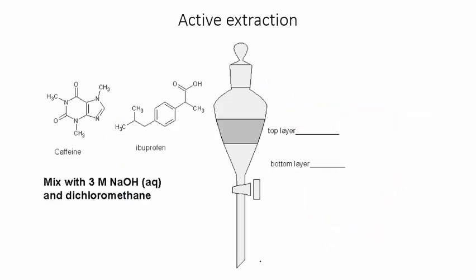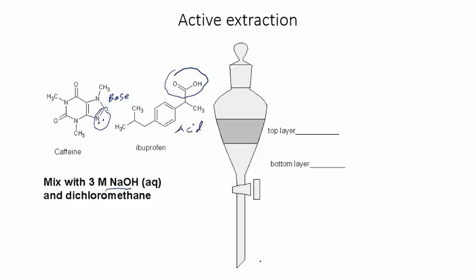So if we're looking at this one, we have two different compounds. Notice that this is a carboxylic acid, and this has a lone pair here, so this is a base. So if you're thinking of something reacting with NaOH, this will react with NaOH to make the salt, and it would tend to go into the water phase.